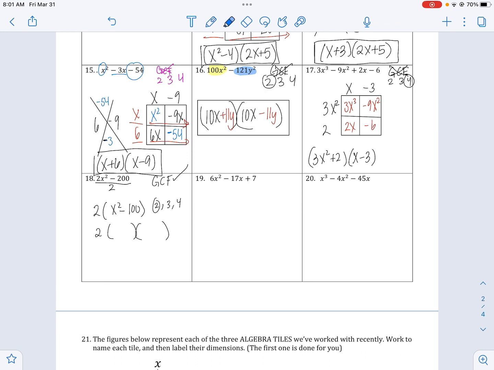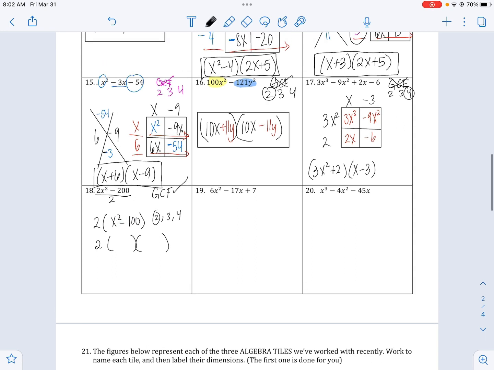We have to ask ourselves, okay, is that a square? Yes. Is that a square? Yes. Do we have a subtraction sign? Yes. So let's go ahead and put those values in there. Those factors, x times x gives me x squared, 10 times 10 gives me 100, and make sure you have different signs. And that's your final answer. Okay, your 2 factors, including the GCF, okay?